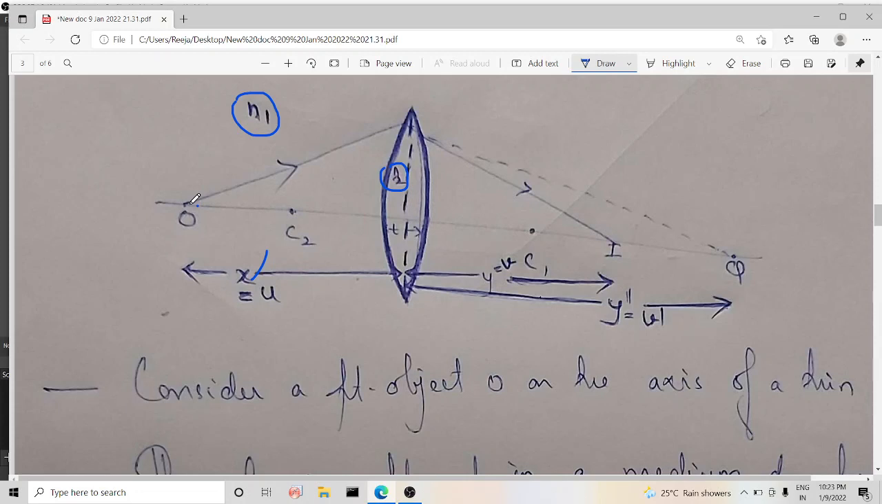Now to determine the position of the image, we can consider the successive refractions from the two surfaces. Here there are two refracting surfaces, one on this side and the other one on this side. We first consider the refraction from one surface, and the image formed due to that will act as the object for the second refracting surface, which will give you the position of the final image. Now let us see how this is done.